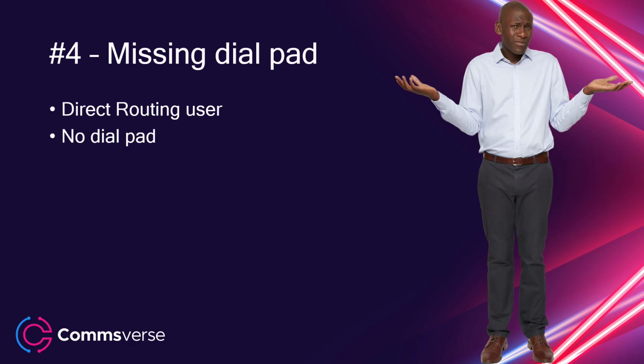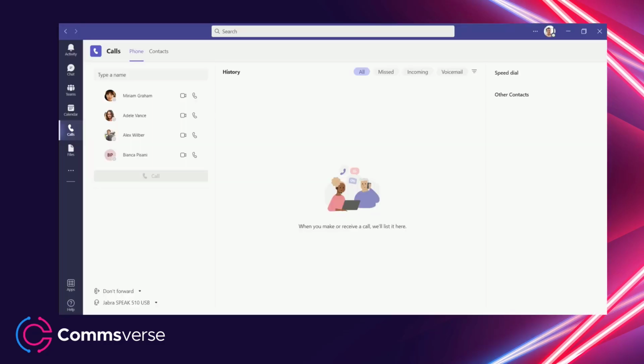So we can find a lot of things in the log files, but there are also some other tools. Now we have a direct routing user that's been activated with the phone number in Teams, but he can't see a dial pad. You might see something like this. So we're missing the dial pad here.